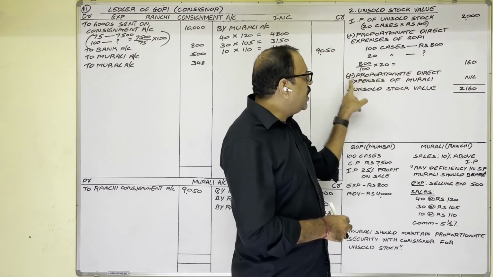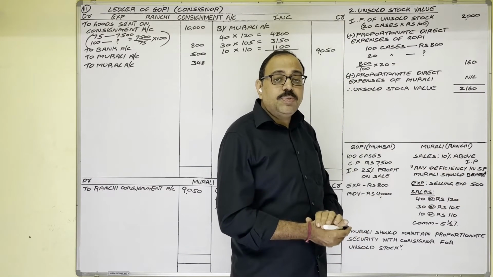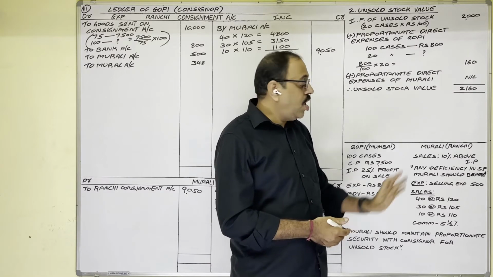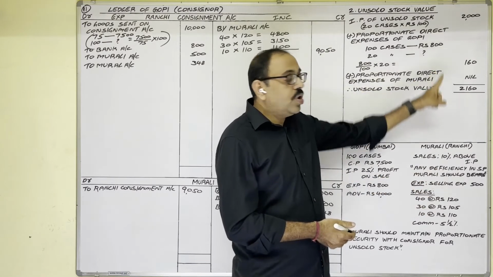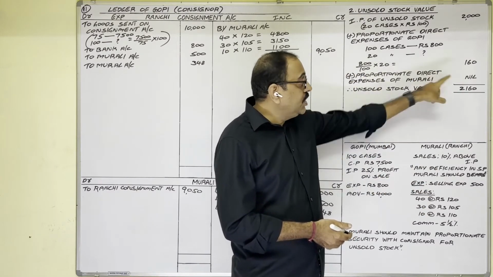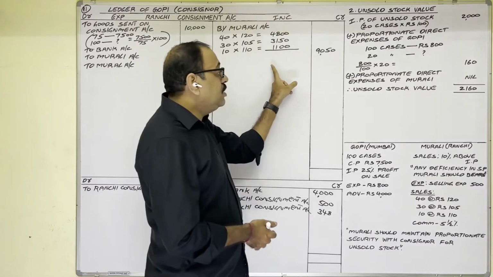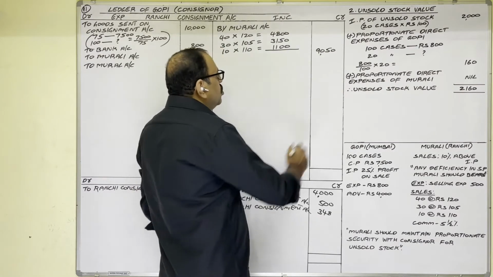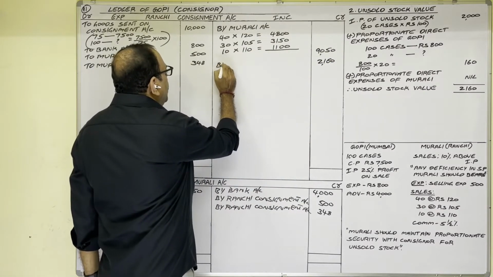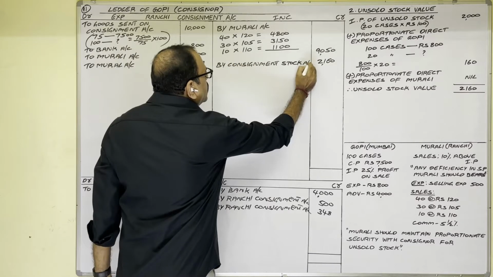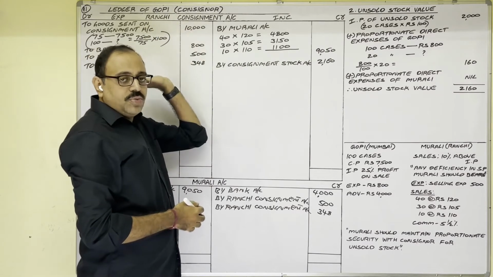Similarly, proportionate direct expenses of consignee, Murali. Selling expenditure 500. Selling expenditure is indirect expenditure because on same goods again and again consignee incurs this expenditure. So indirect expenditure we should not consider here. So consignee direct expenditure is nil. Total 2160. Unsold stock in consignment account credit side we should write now 2160. For that in particulars column write down by consignment stock account. Means unsold stock entry is consignment stock account debit to Ranchi consignment account.